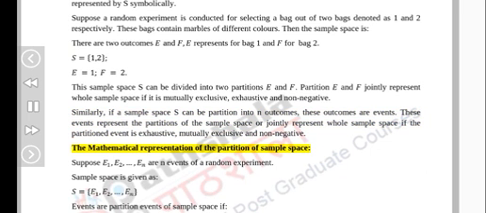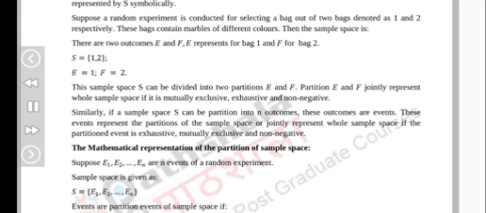The mathematical representation of the partition of sample space. Suppose E1, E2, ..., En are n events of a random experiment. Sample space is given as S equals {E1, E2, ..., En}. Events are partition events of the sample space if they are: one, exhaustive: E1 union E2 union ... union En equals S; two, mutually exclusive: Ej intersection Ek equals the empty set for all j not equal to k; three, non-negative: P(Ej) is greater than or equal to 0 for all j equals 1, 2, ..., n.